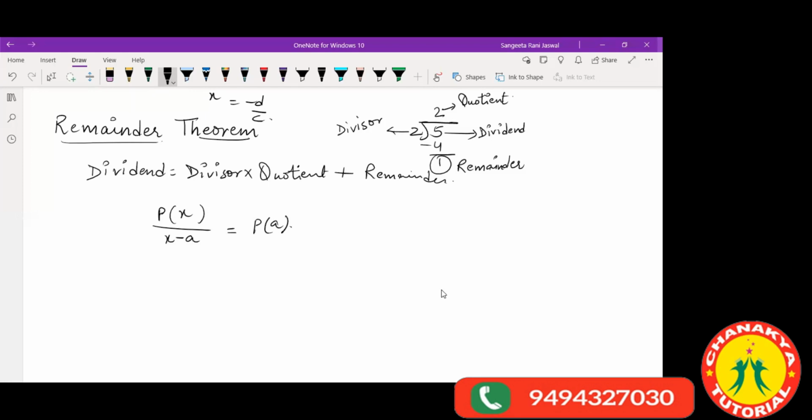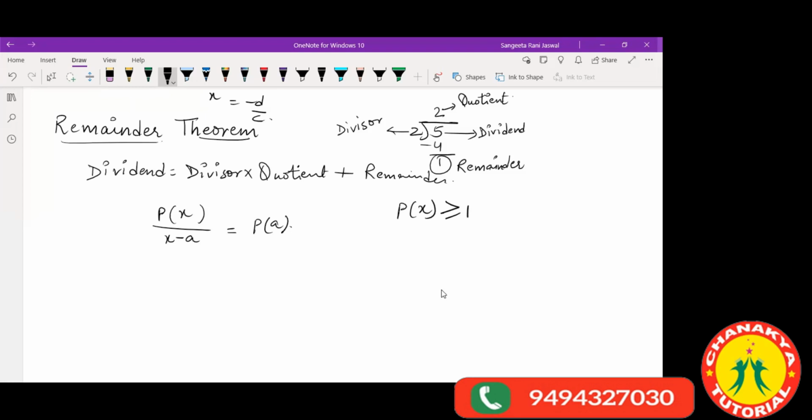Now in your book, please go through the statement of the remainder theorem. The statement says: let p(x) be any polynomial of degree greater than or equal to 1. The degree of p(x) can be greater than or equal to 1, that means it can be linear, quadratic or cubic polynomial.